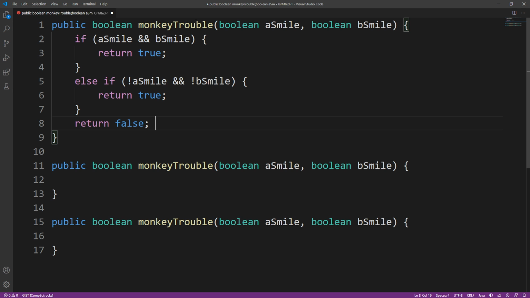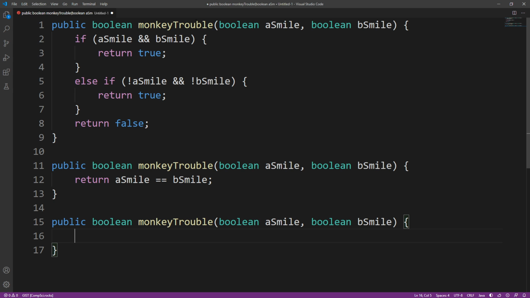And I'm going to shorten it here a little bit. It's easier than that, though, because what we're writing is if they're either both true or both false. I could have just returned whether they're even. So if A smile and B smile are the same, because if they're both true, they're the same. If they're both false, they're the same. If they're different, they're, well, different.